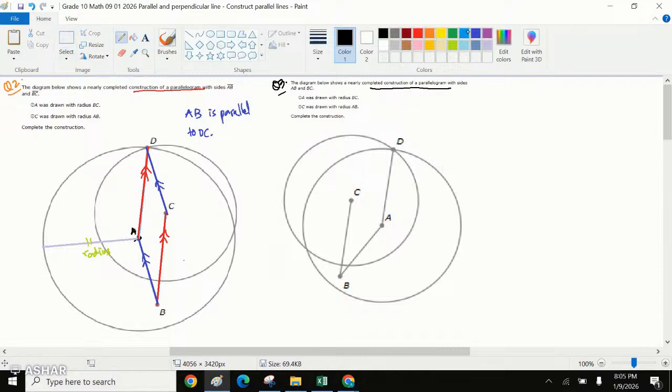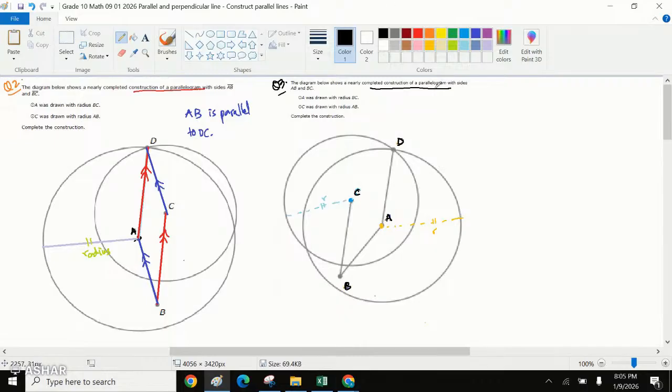Okay, if this is the given diagram for us, we need to complete the parallelogram, okay? In this case, we can say the point C is the center of the circle, right? It is the radius, right? And in the same way, A is the point A. This would also be the radius for this larger circle. So we have the points C, A, B, and D.